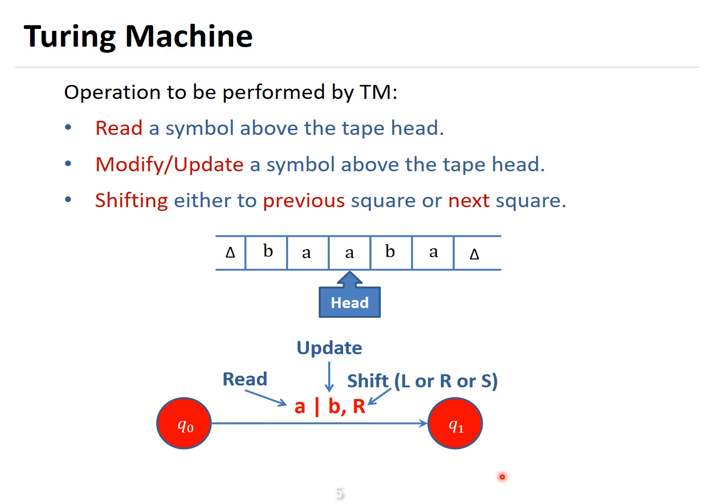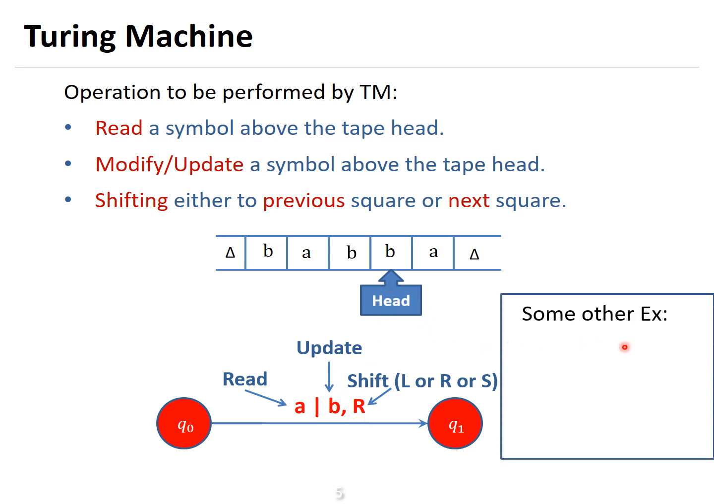Once you understand what read, update and shift are, other operations will also be there. In this case, look at that, it has all been changed. So A is read, B replaces it, and it moves one step to the right. Because of this R, the tape head is moved to the right. In another example, you read B, then replace that B by A, that means update to A, and move one step to the left. This L indicates left. Another one: read A and update it to delta, that means A is replaced by delta, and move one step to the right, R indicating the right direction.